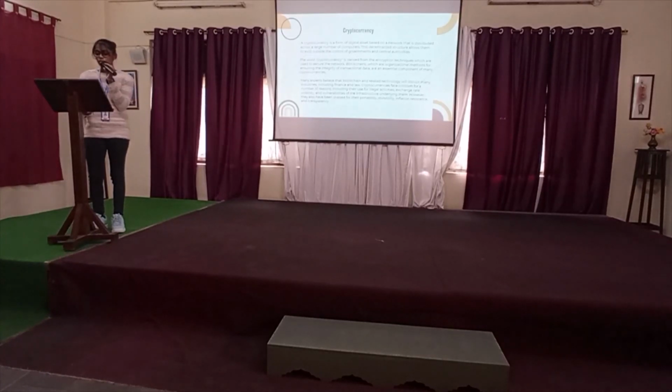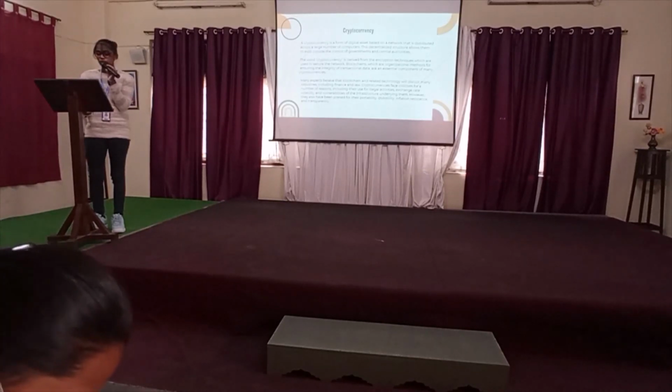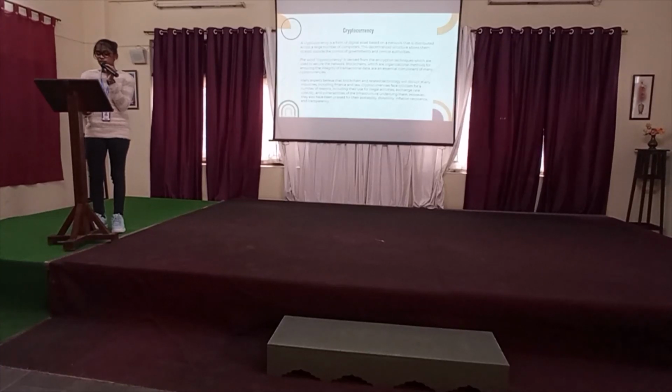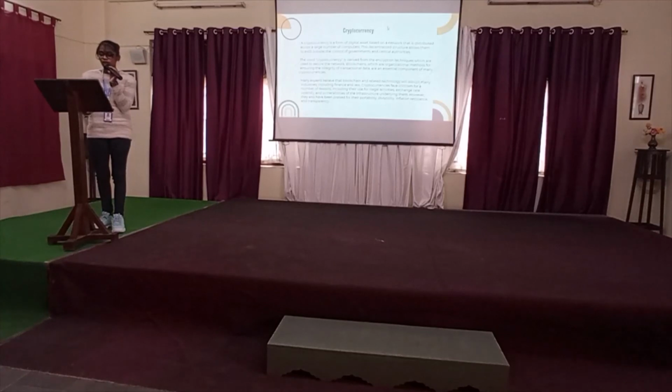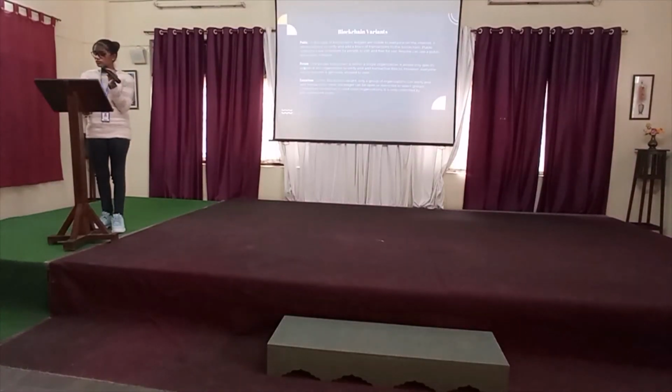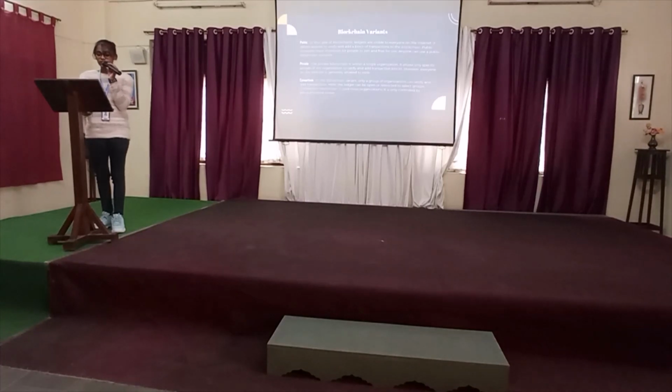Cryptocurrency. A cryptocurrency is a form of digital asset based on a network that is distributed across a large number of computers. This decentralized structure allows them to exist outside the control of government and central authorities. Blockchain variants. The blockchain variants are public, private, and consortium.